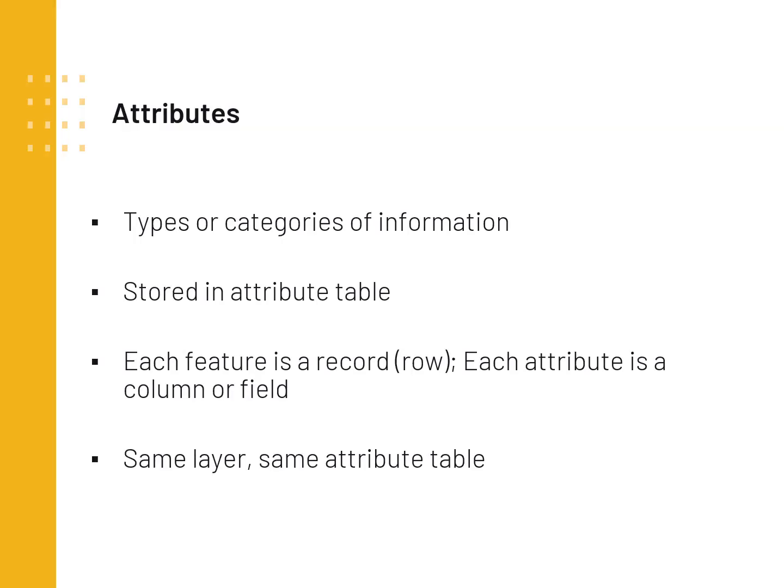So what are attributes? These are types or categories of information. So if you think about when we open the table, it was called an attribute table. The attributes are the actual columns of information that's stored in an attribute table. Okay, so each feature was a row or going across, whereas the attribute was the column that was going vertically. So if anything was in the same layer, it must have the same attribute table, and therefore the same sort of information would be stored for all of those features in that same layer.